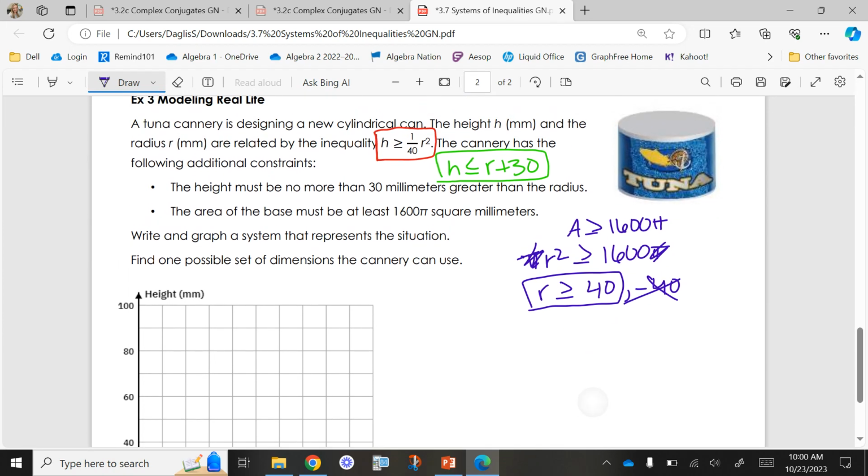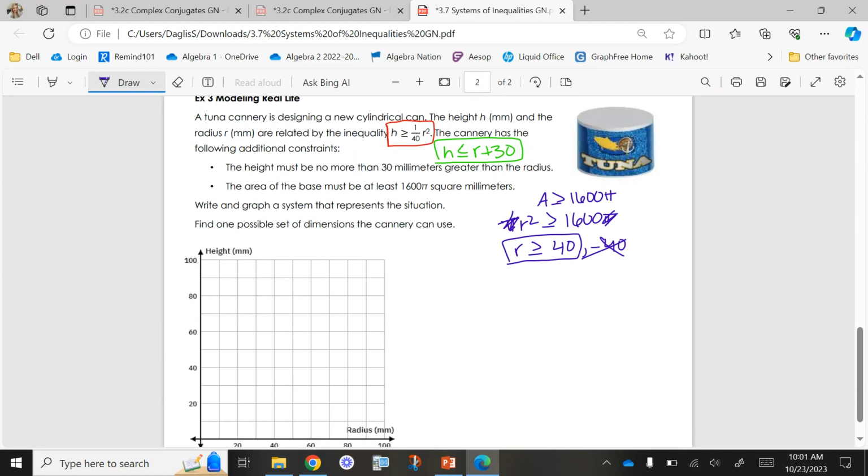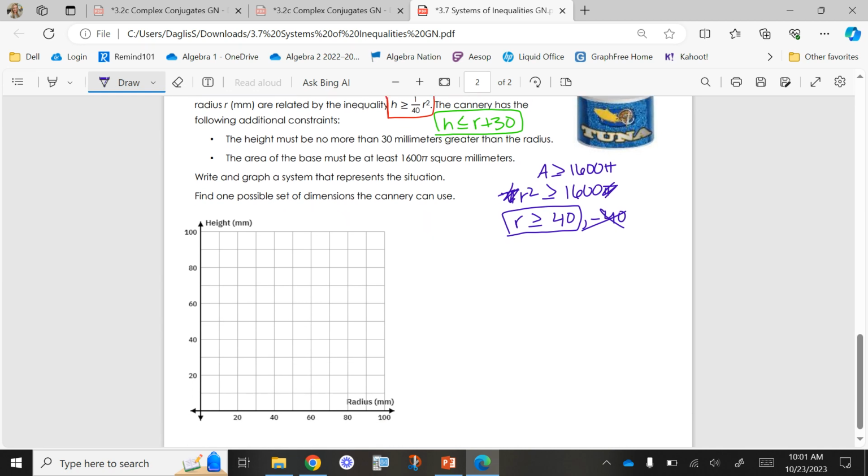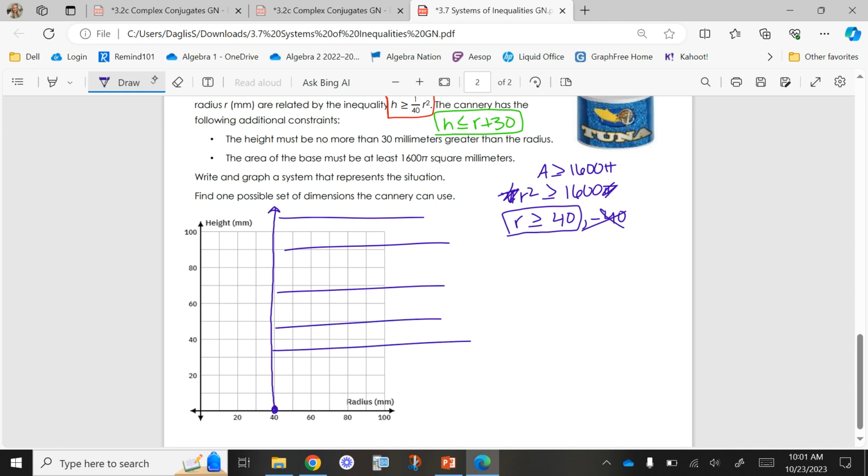So in terms of R's and H's, R's are your X's, H's are your Y's. Okay? And I was nice and gave you a plotted and labeled graph already. So R must be greater than or equal to 40. That's going to be a solid line going straight up right here. It's not a function. And greater than means we are over here. So the measurement of our radius has to be 40 millimeters or more.